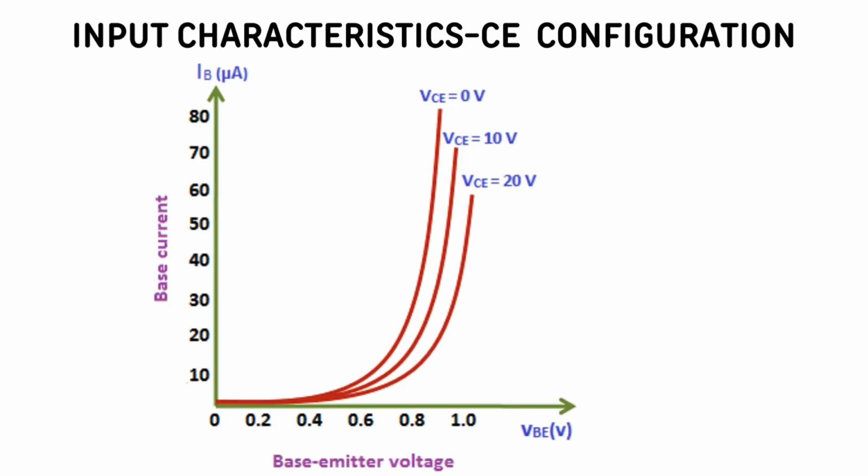The input characteristics of CE configuration are as shown in the figure. For different values of VCE, 0, 10 and 20 volts, the input characteristics means VBE versus IB. IB is the base current, which is in microamperes, and VBE is in volts.